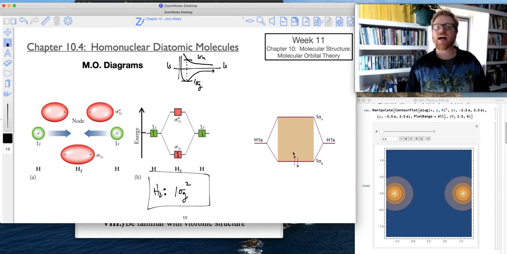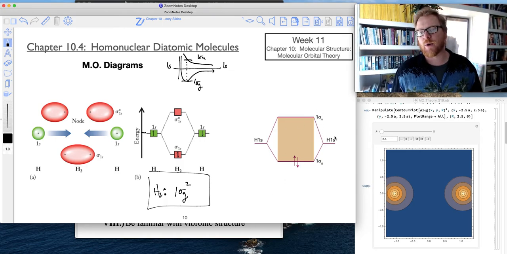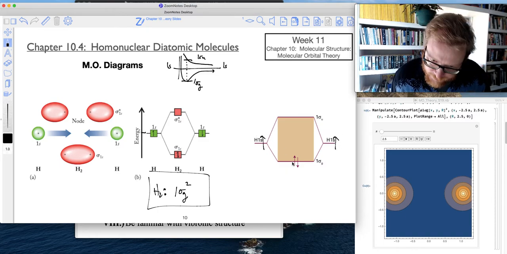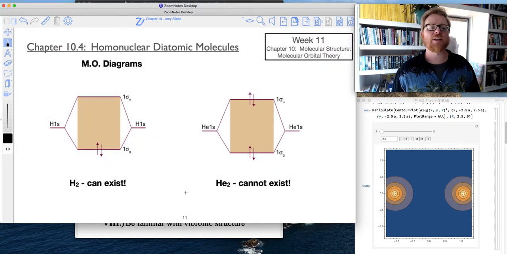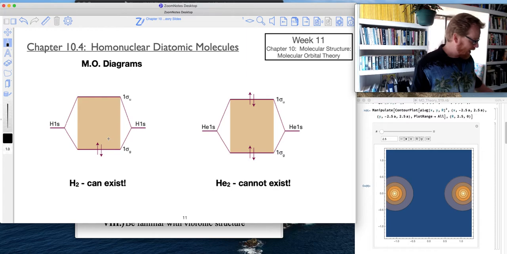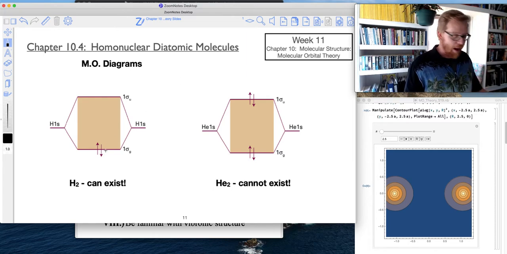So the simplified diagram looks something like this, where we've got the H1s and the H1s, and the 1 sigma g and the 1 sigma u. We know that there's an electron over here and there's an electron over here, and they spin correlate to make a singlet state. Okay? So we can also use these diagrams to describe why certain molecules don't exist. For example, we know H2 can exist because according to my diagram right here, it's all bonding.